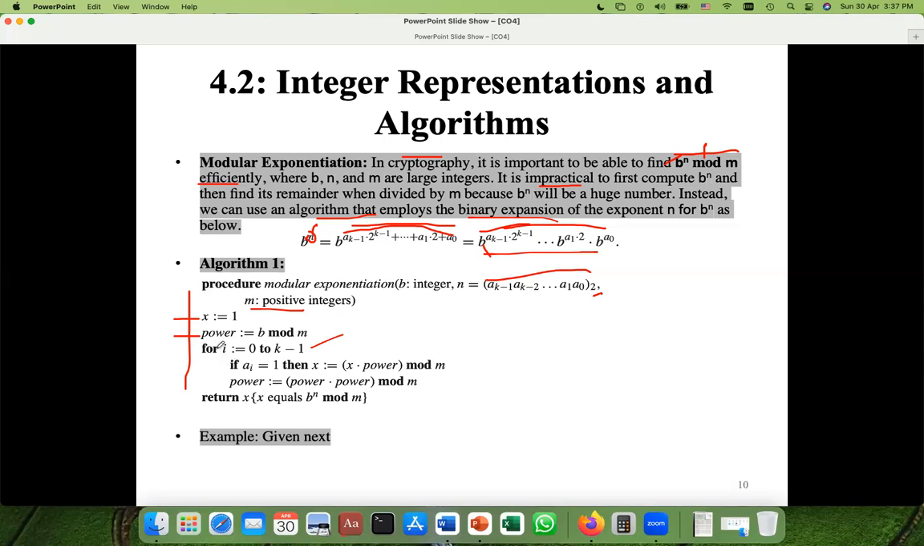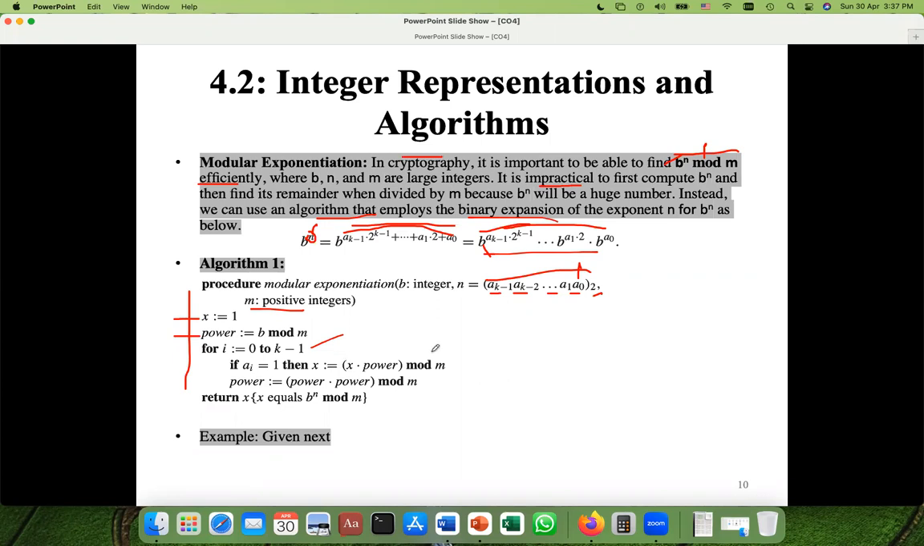For example, if it goes from 0 to 5, the value of i would first be 0, then 1, then 2, then 3, 4, up to 5. If a_i is equal to 1 — these a's are the bits of this binary form, and we are checking whether a_i is 1. When i is equal to 0, we check a_0, starting from the right-hand side of the bit string. If that bit is 1, then do this thing.